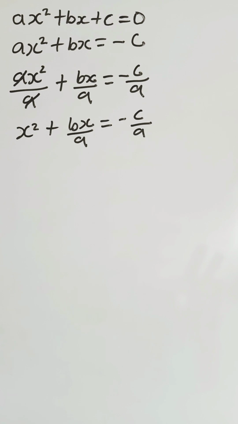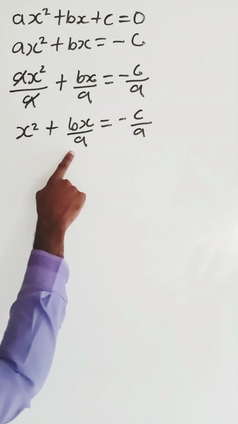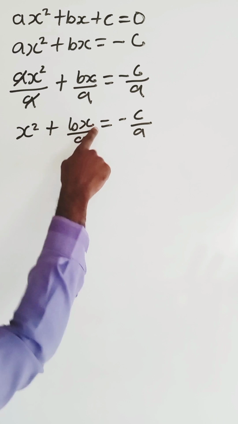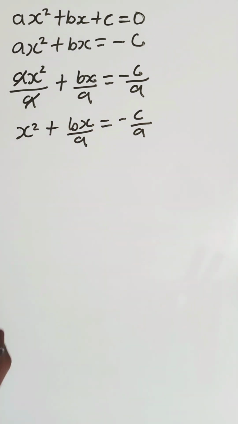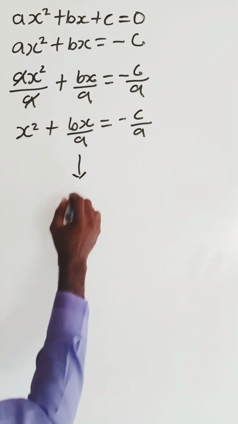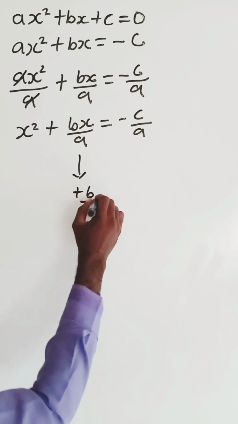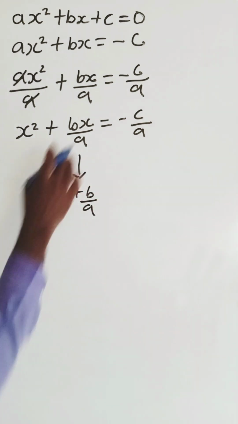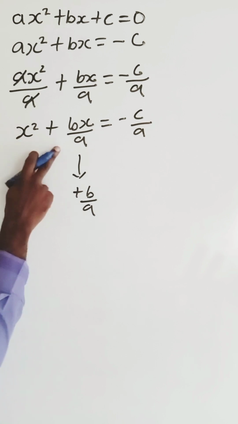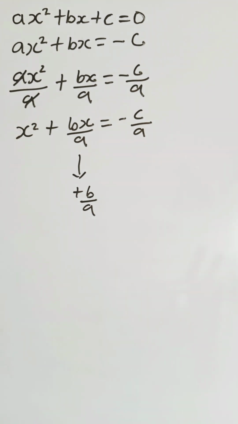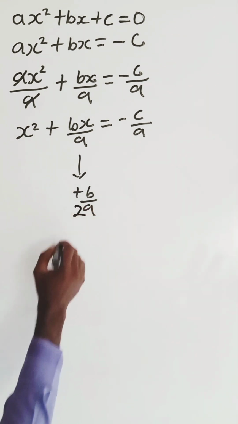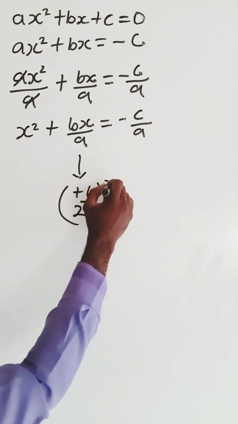What is the next thing to do? You consider the coefficient of x. The coefficient of x here is b all over a. Let's single it out. We have plus b all over a. That is the coefficient of what? X, as you can see from this equation. The next thing, you have it. Thereafter, you square it.